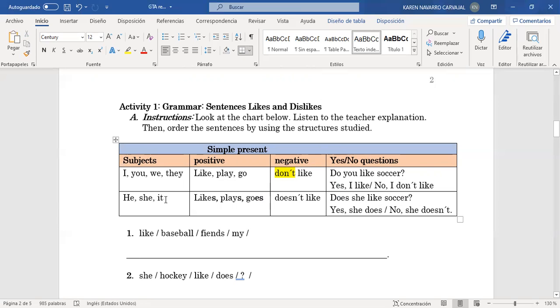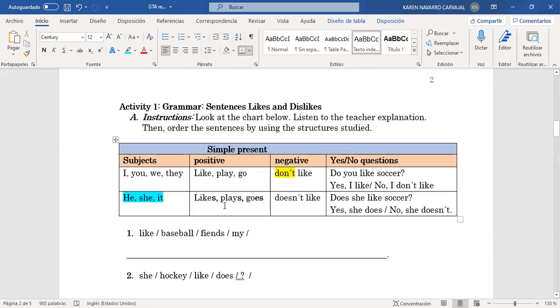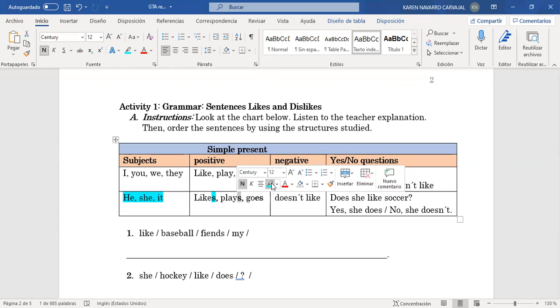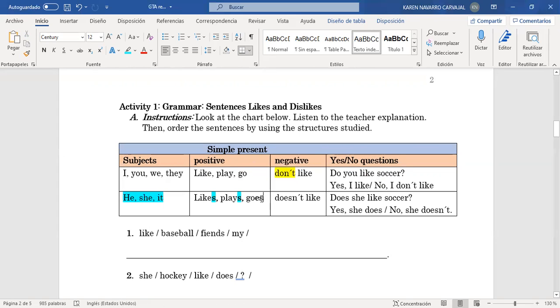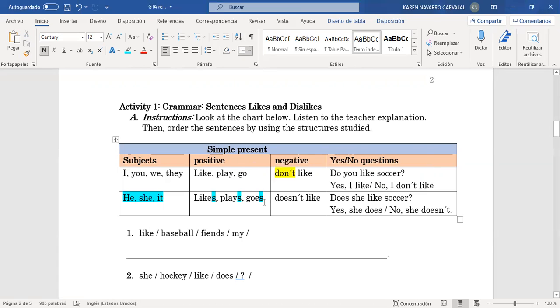But what happened with he, she, and it? These are called singulars, third person singular. So look at this. He will say likes, plays, goes. So as you can notice, we're adding an S, right? An S right here at the end of the verb. So we say she likes, he plays, it goes.